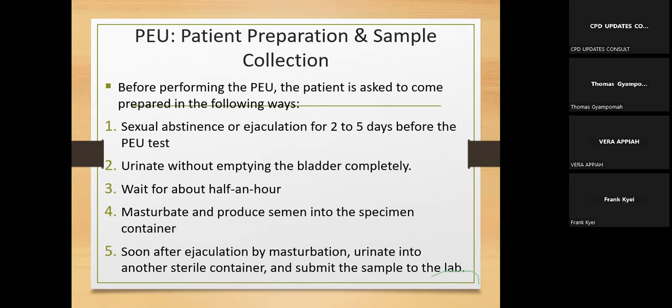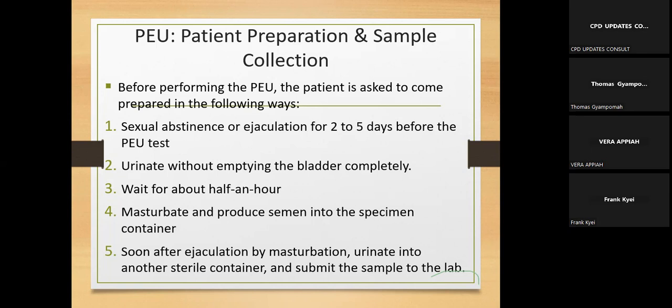also prepare the patient so that the outcome of the result could be taken seriously, because if you don't prepare the patient in the manner that we're going to talk about, and you did it anyhow, the results could still be problematic. So the next is how you prepare the patient and then how you also collect the samples. Before performing the PU, the patient is asked to come prepared in the following ways.